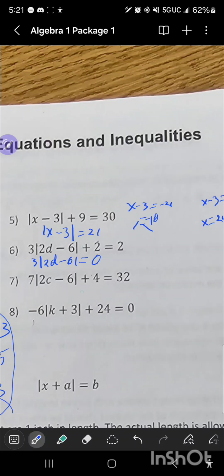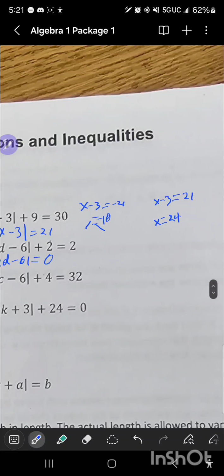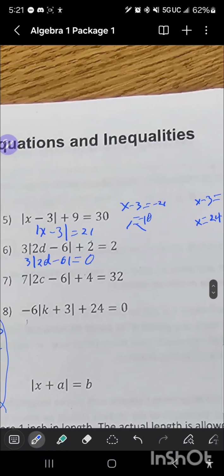Okay, I like this one. So we want to divide by 3 on both sides, but 0 divided by 3 is just 0.